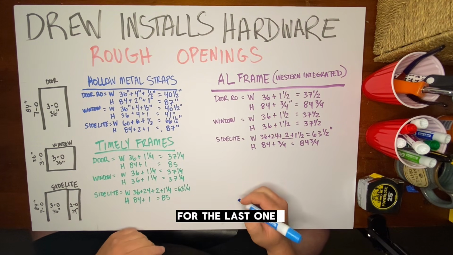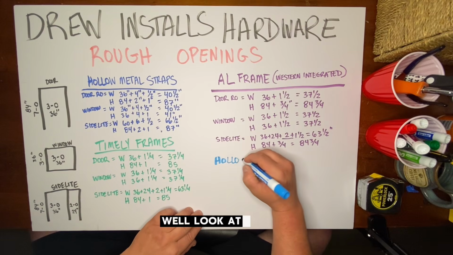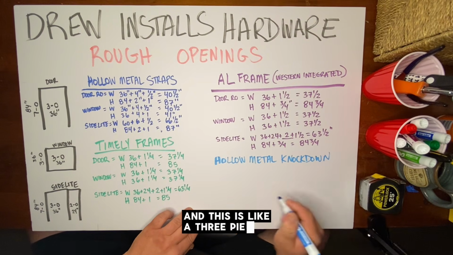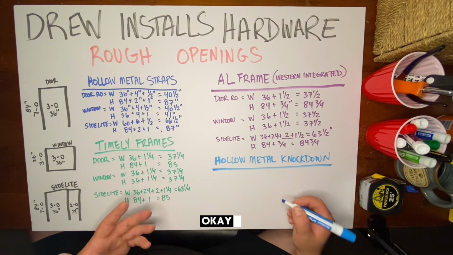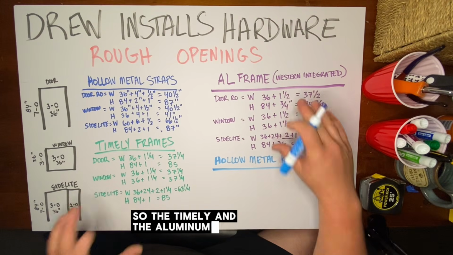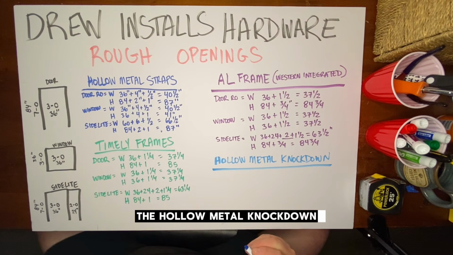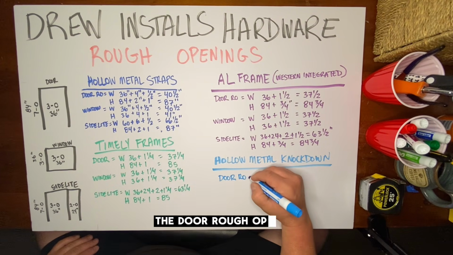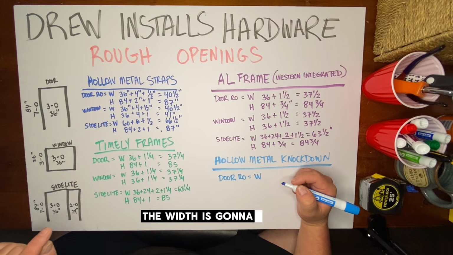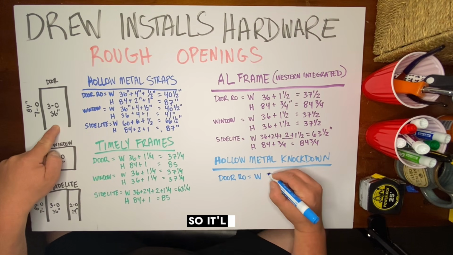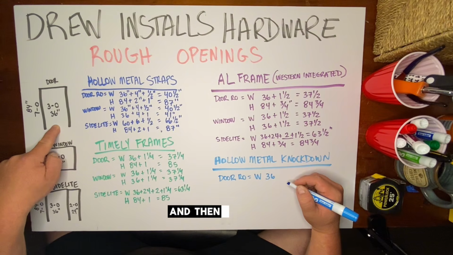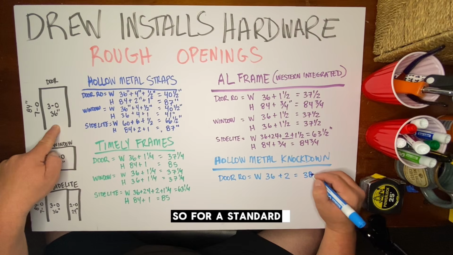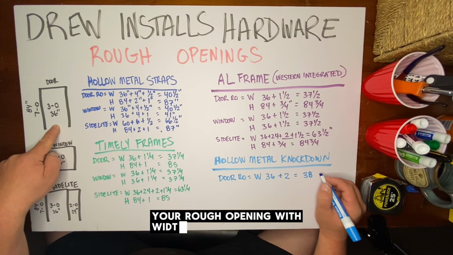For the last one, we'll look at hollow metal knockdown. And this is like a three-piece knockdown. So the timely and the aluminum are pretty similar. The hollow metal knockdown is a little different. So for the door rough opening, the width is going to be your nominal door width. So it'll be 36. And then it asks us to add 2 inches to the width. So for a standard 3.0 door, your rough opening width would be 38.